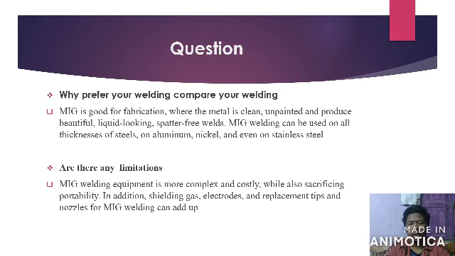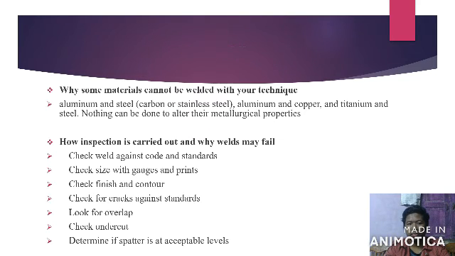For the limitations of MIG welding, it is more complex and costly, while also sacrificing portability. In addition, shielding gas, electrode, and replacement tip and nozzle for MIG welding can add up to a lot of cost. There are some materials that can't or are hard to be welded by MIG welding, such as aluminium, carbon steel, stainless steel, copper, and titanium. Nothing can be done to alter their metallurgical properties.